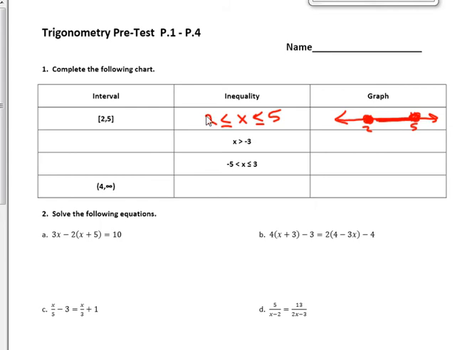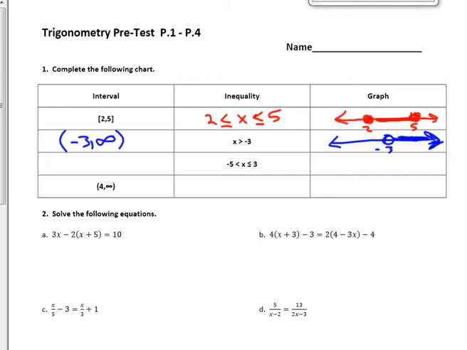The next one, x is greater than -3. I think the graph is easiest from that. So I've got -3. This is an open circle. And I want the numbers that are greater than -3. And then the interval is that I'm going from -3, but I'm not including it. And I'm going until I get to infinity, and you can never include infinity.